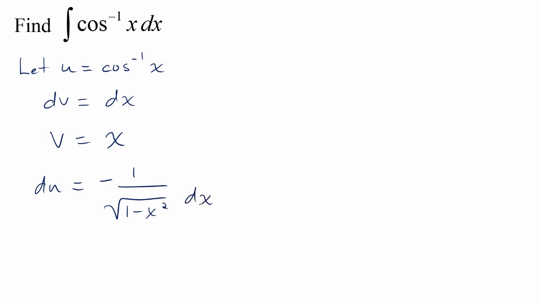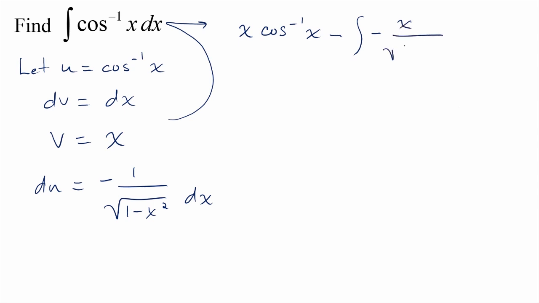dx. So now using integration by parts formula, we'll rewrite our original problem as u times v. So that would be x times inverse cosine x minus the integral v du. So v du, combining those together, would be negative x over the square root of 1 minus x squared dx. So now to evaluate this indefinite integral, we will use substitution.